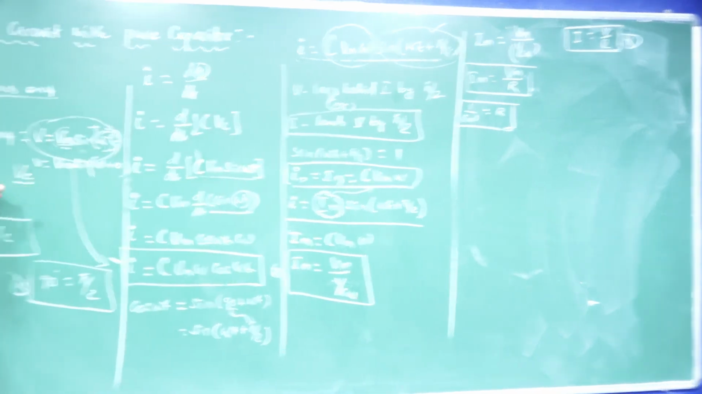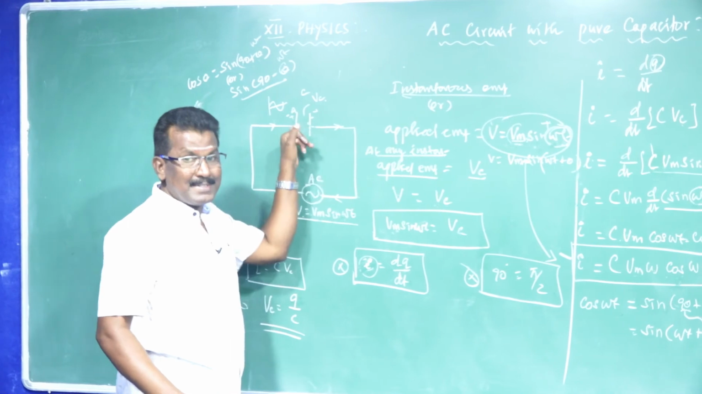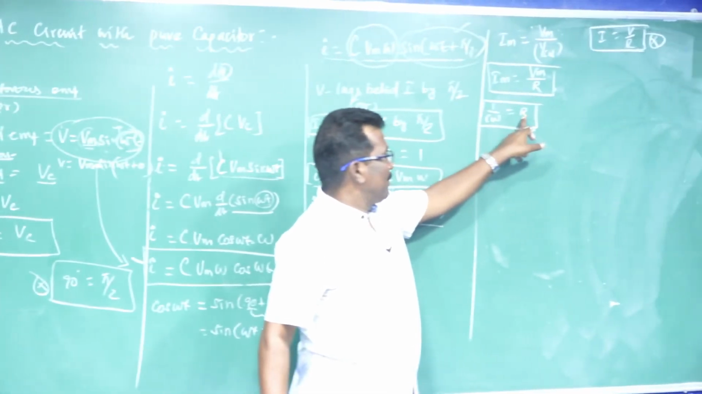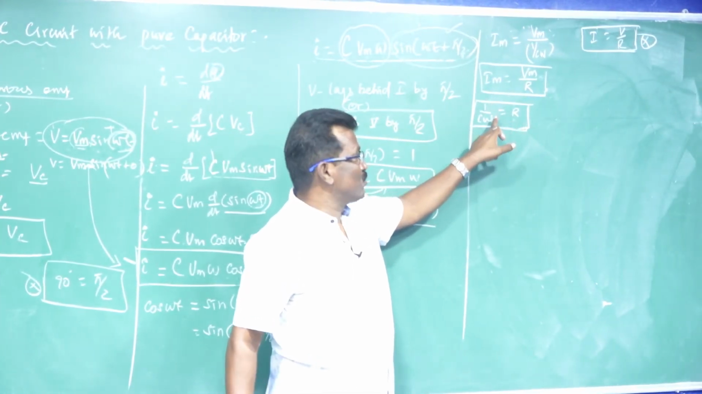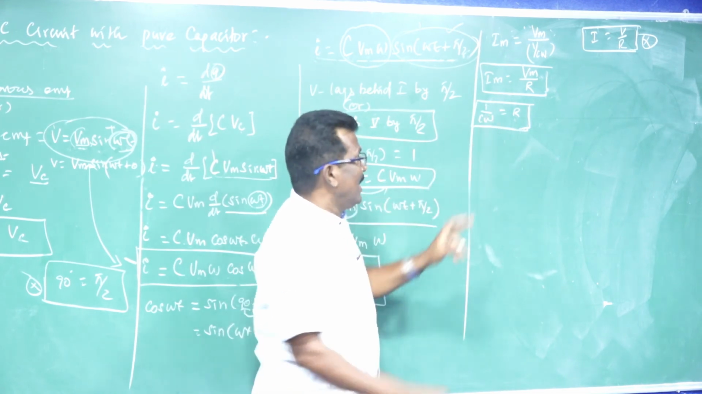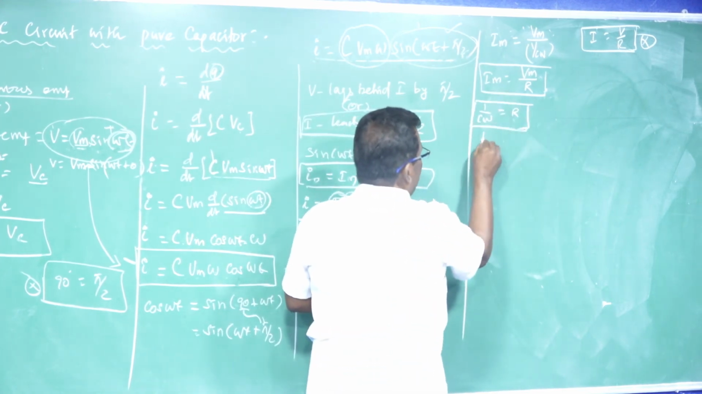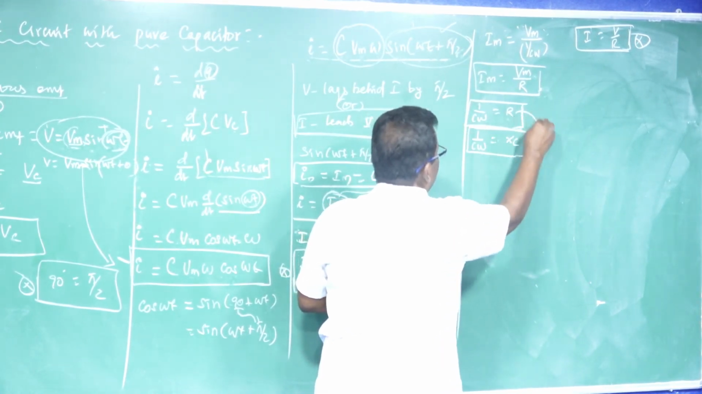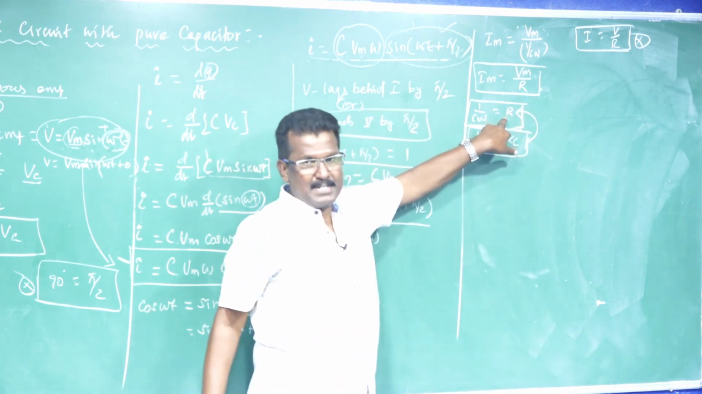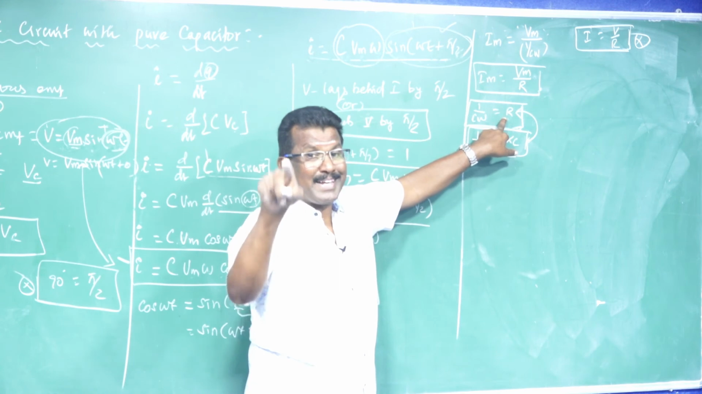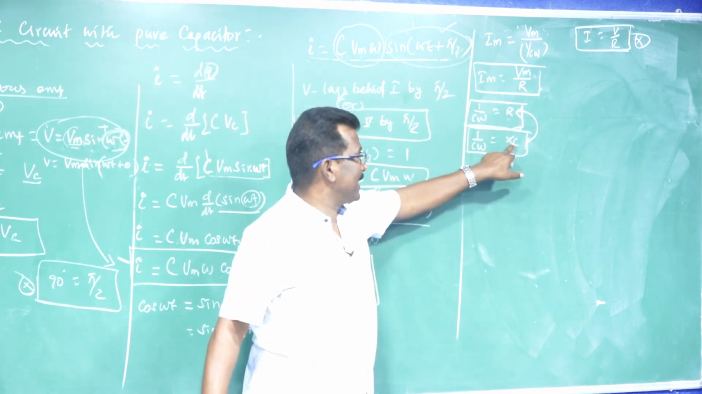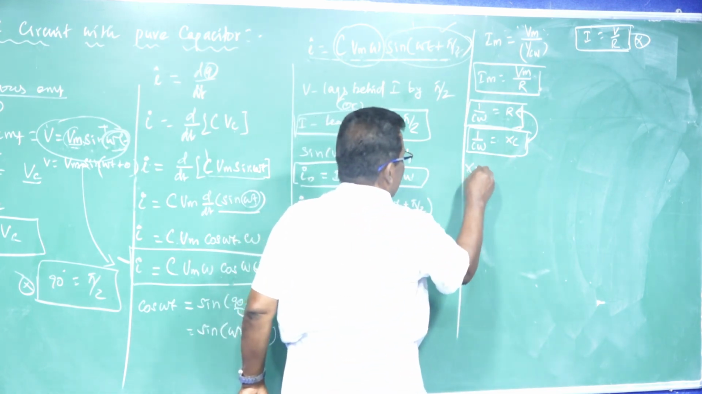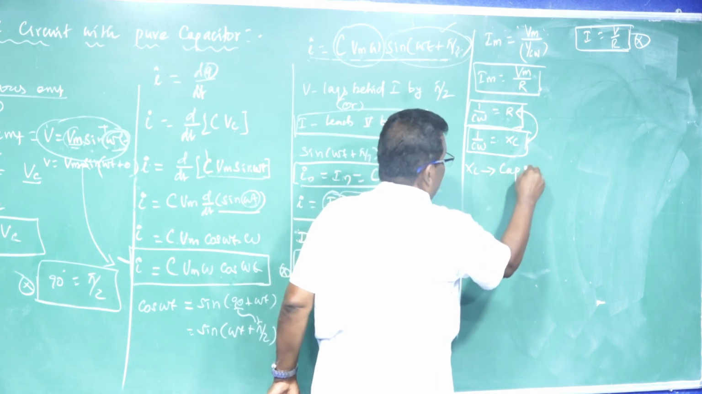The resistance offered by the capacitor. So R represents resistance, which here is equal to 1 by C omega. Otherwise, we can write 1 by C omega is equal to XC. Generally we use the resistance R, but the resistance offered by the capacitor is written as the term XC. So XC is called the capacitive reactance.